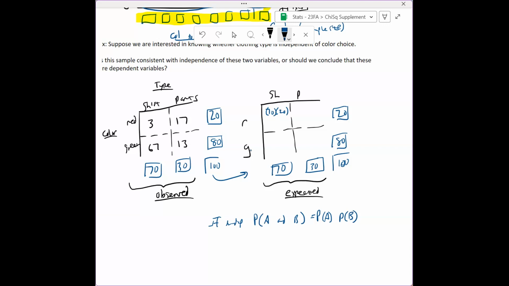Now we do have to be a little careful. If we have 100 in the row totals and 100 in the column totals, and we just multiply everything together, we'll get like 10,000. We'll be kind of over counting by a factor of n, our sample size. So we have to divide by 100. So it's kind of like saying 70 over 100 or 70% of these 20, right? 70 over 100 times 20, 70% of the 20 should have red shirts, and then 30% of the 20 should have red pants.